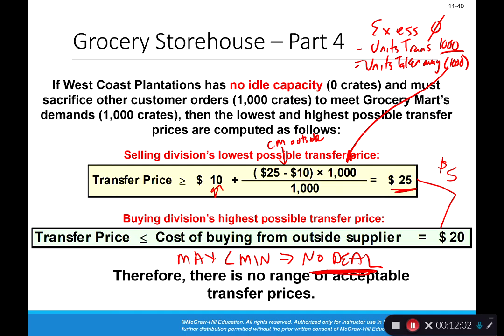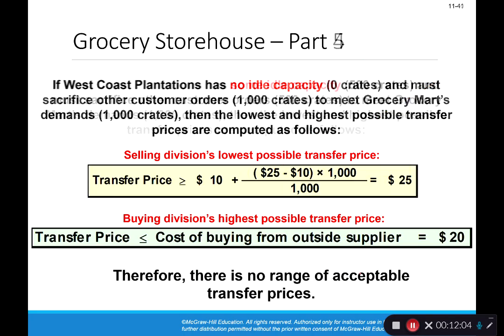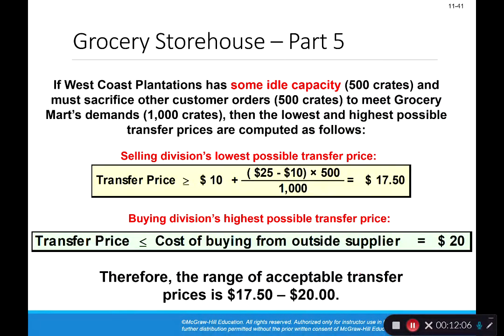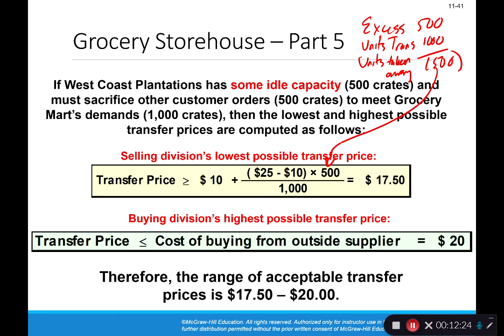And this is like Goldilocks. So we had too hot, too cold. Now we got something in the middle. So now we have some excess capacity. Our excess is 500 crates. The units transferred are 1,000. So now our units taken away is negative 500. And because it's negative, we have to use it as taken away. And that gets us a transfer price of $17.50.